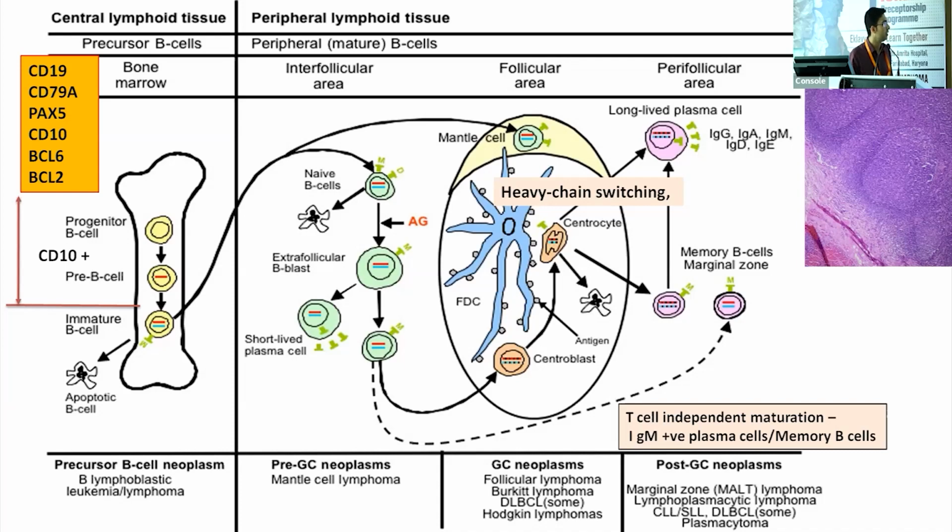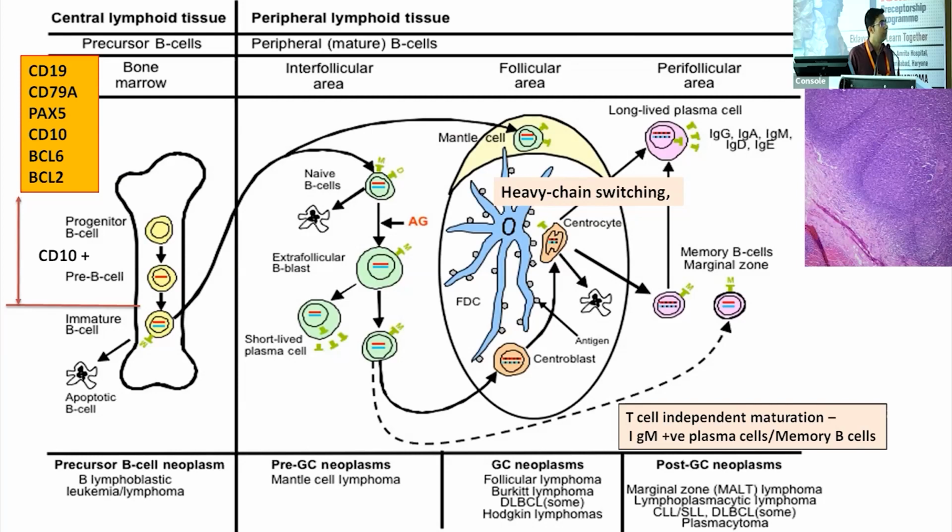Now these naive B cells either undergo T cell independent maturation outside the germinal center and directly form memory B cells, or these naive B cells, which are IgM, IgD and CD5 positive, home to the mantle zone of the lymph node. Here we can see this is a lymph node follicle and the surrounding darker zone is the mantle zone. So these naive B cells home to the mantle zone.